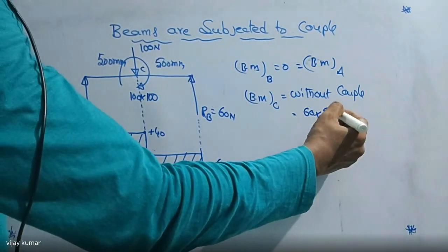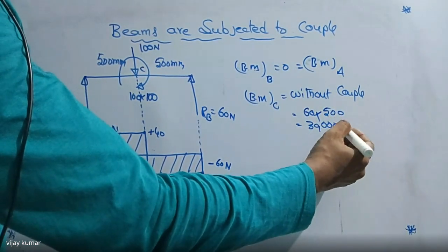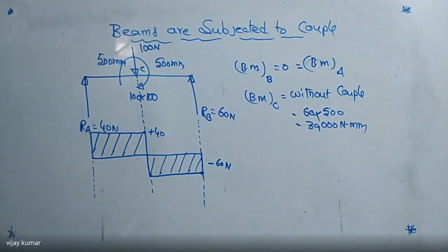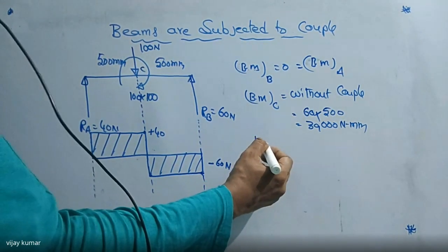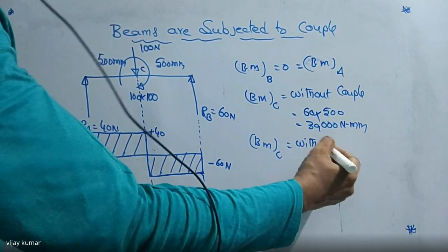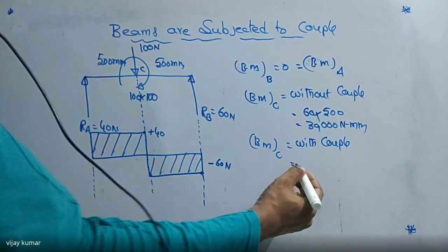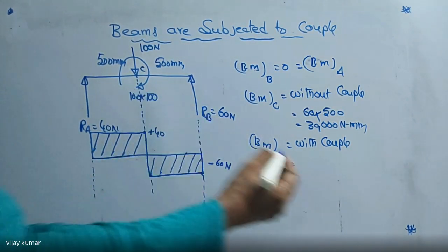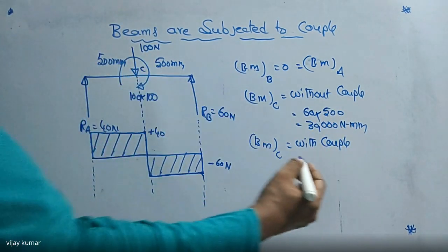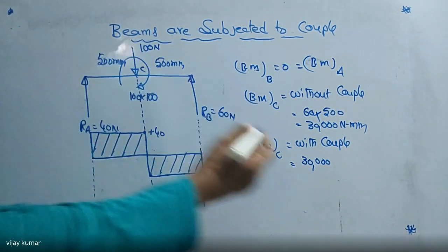So into 500 here, that is 30,000 we are getting, that is Newton mm we can get. So I am writing here bending moment about C with couple. With couple means how much we get now? That is 60 into 500 with respect to this couple. That is 30,000, which is always positive.